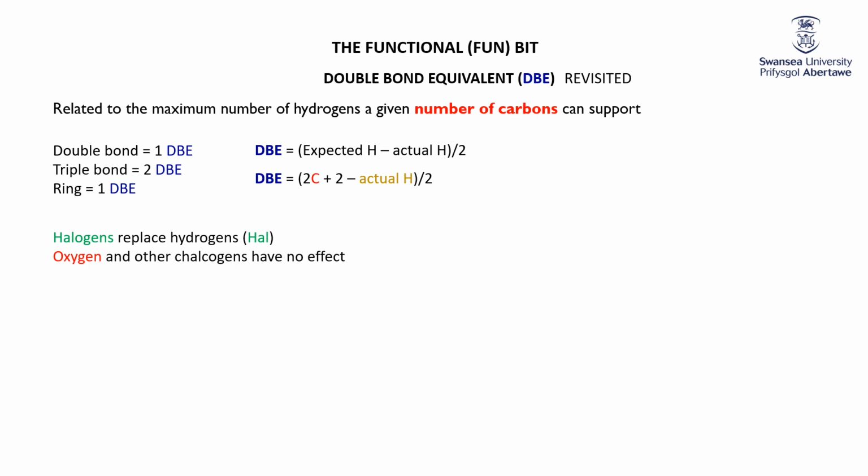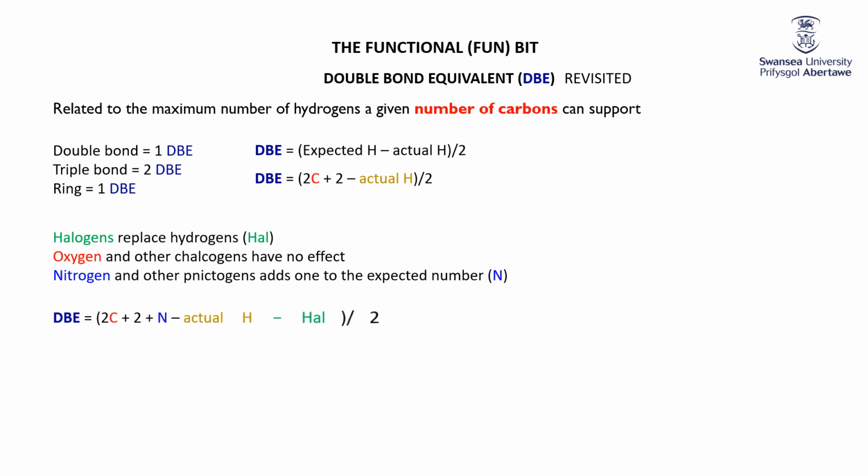So for example, if you think of ethanol, C2H5OH, C2H6O, 2 carbons, you would expect to have 6 hydrogens, therefore having the oxygen in there has not affected the number of hydrogens. Every nitrogen or other pnictogen adds 1 to the expected number. So therefore here's the formula, which we will play with. Probably on a Kahoot. I know that makes you joyful when we're actually in class.